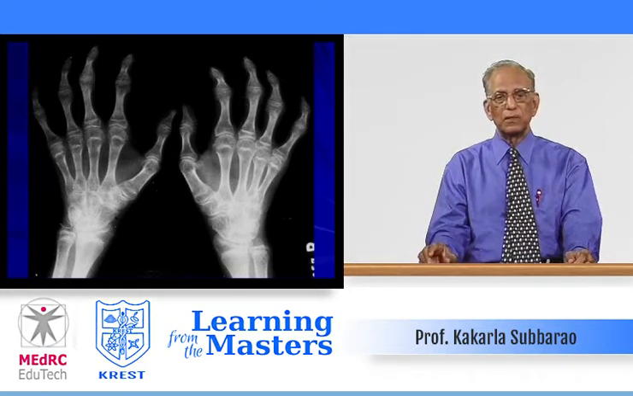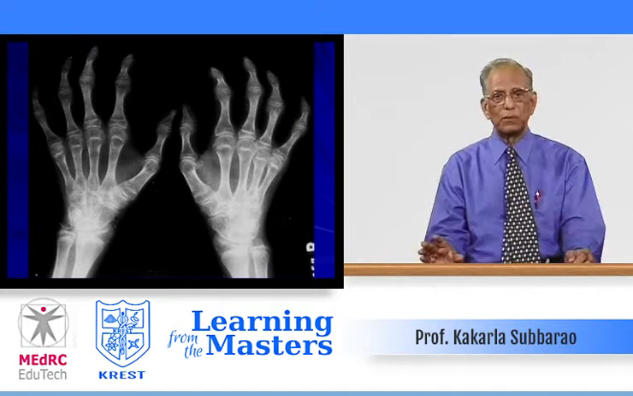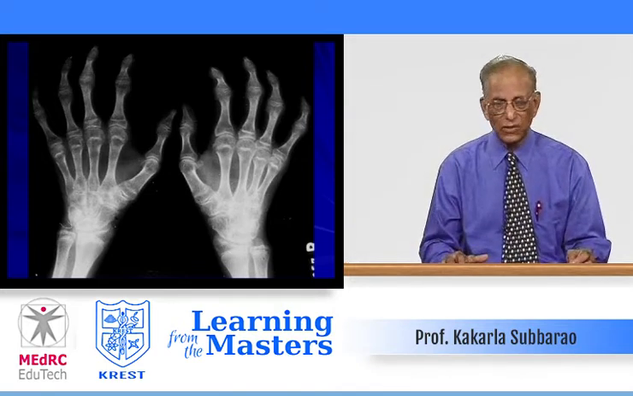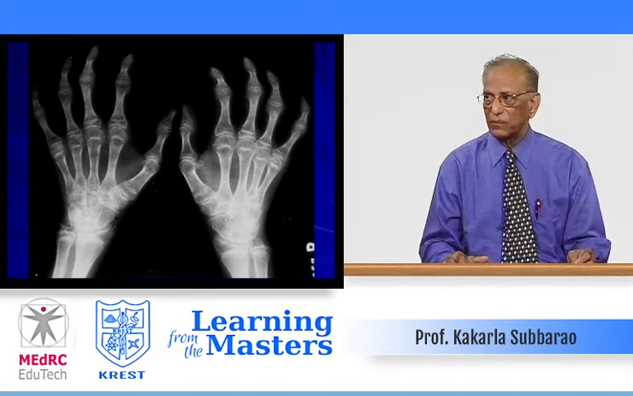Epiphyses are bigger due to hyperemia, simulating rheumatoid arthritis, but there are no erosions, and eventually they don't end up with ankylosis, such as you see in rheumatoid arthritis.